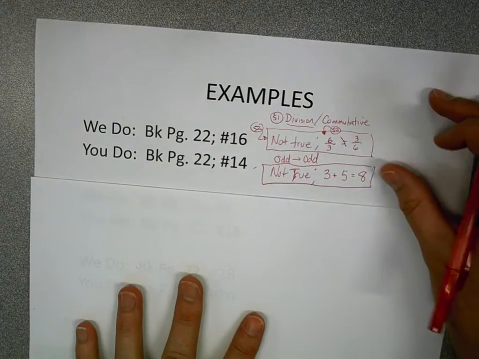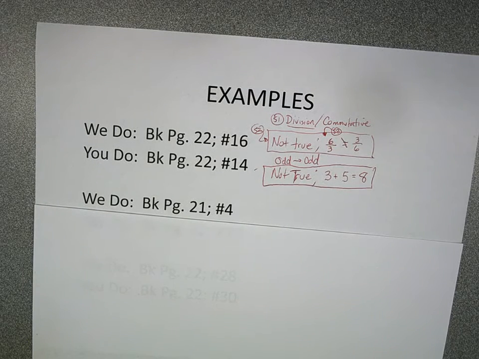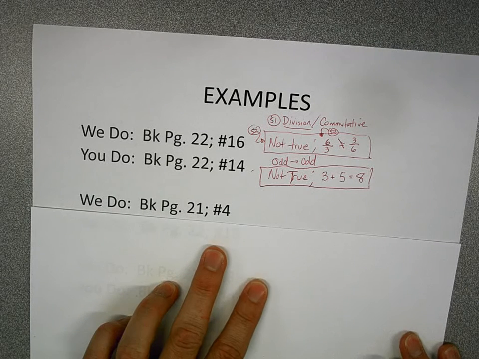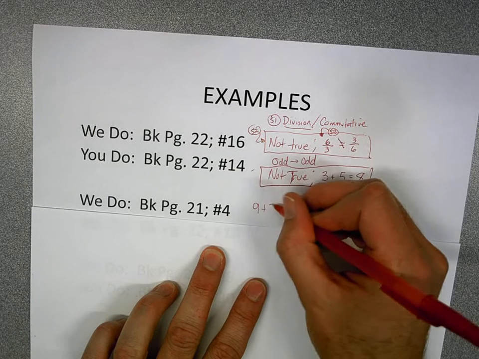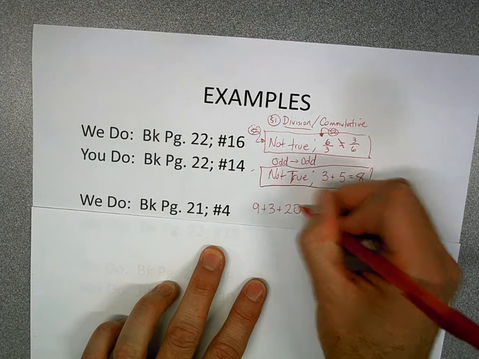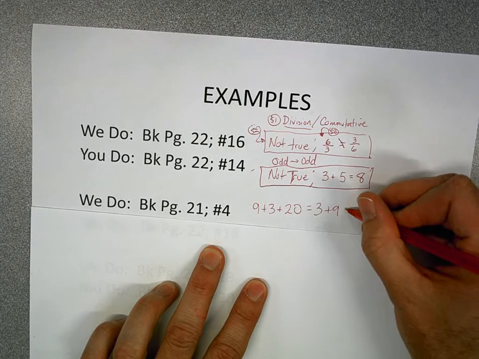Next type of problem. Let's go ahead and flip back over to page 21. Let's take a look at problem number 4. It says name the property shown by each statement. All right, so number 4 says 9 plus 3 plus 20 equals 3 plus 9 plus 20.